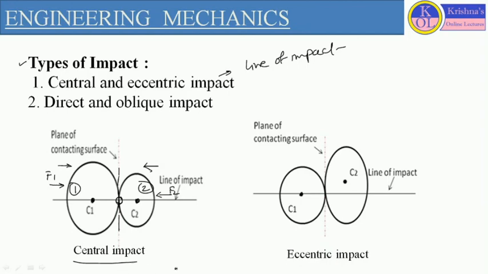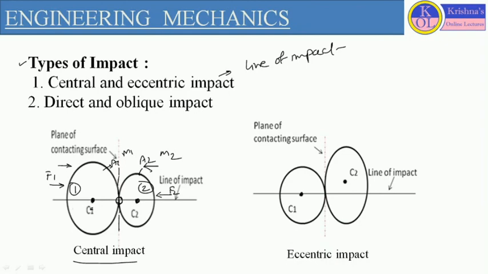Now, how can we define central impact? Central impact we can define on the basis of the position of mass centers. Mass centers we can define on the basis of the areas and masses of these two bodies. Let us consider areas as A1 and A2 and masses of these two bodies as M1 and M2. We can define it on the basis of volume also. So first we need to define the location of the mass center in terms of center of gravity.